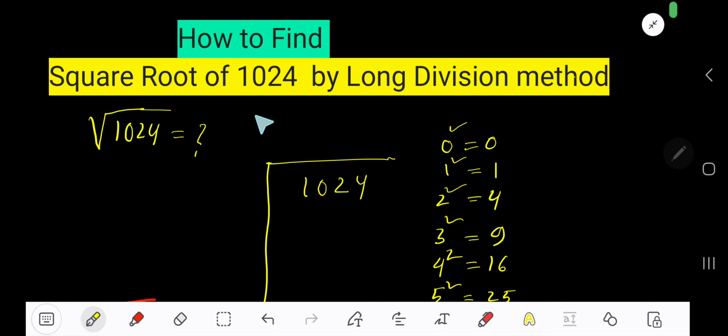How to find the square root of 1024 by the long division method. First, make pairs from right-hand side to left-hand side. This is your first pair, this is your second pair.